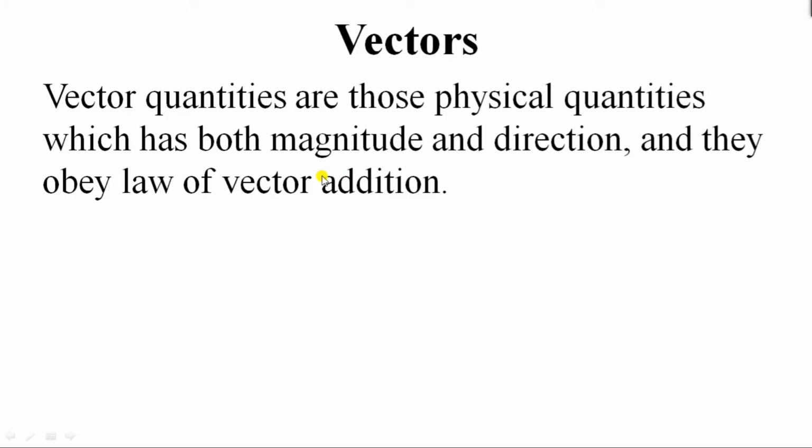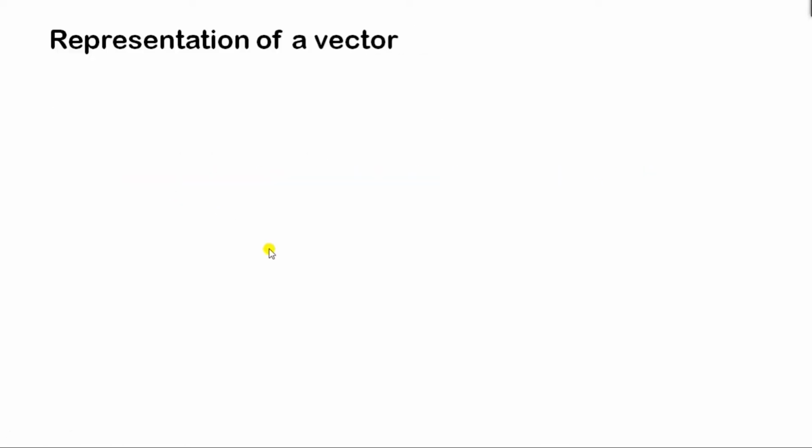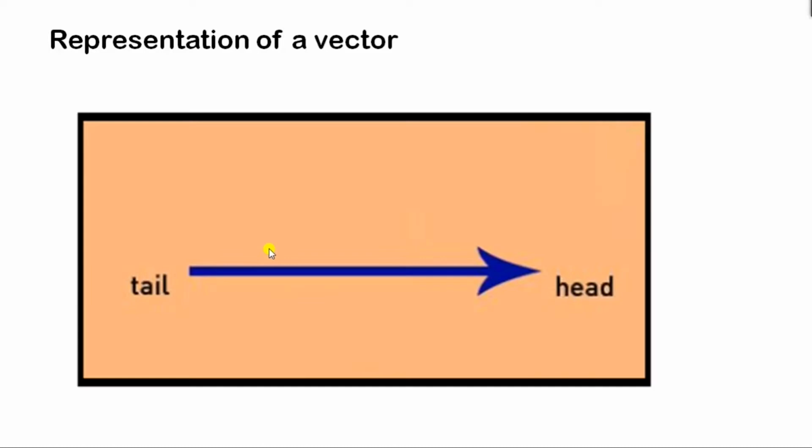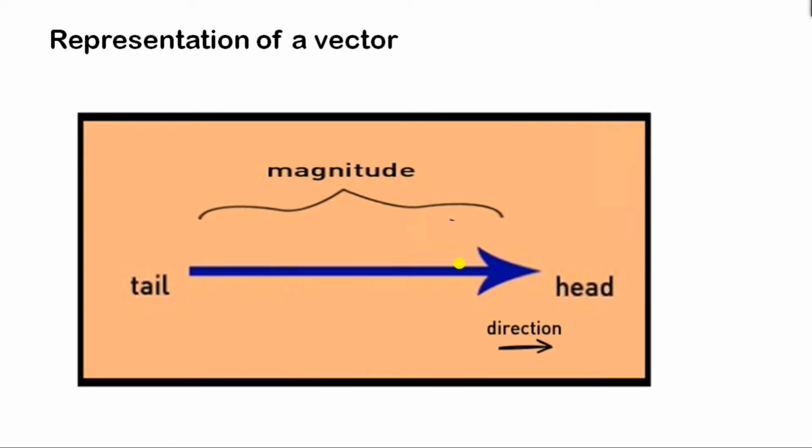Vectors are those physical quantities which have both magnitude and direction, and they also obey the law of vector addition. To represent a vector we make use of a line with an arrowhead; this side is called the tail and this side is called the head. The length of the line gives the magnitude of the vector and the arrowhead gives the direction of the vector.